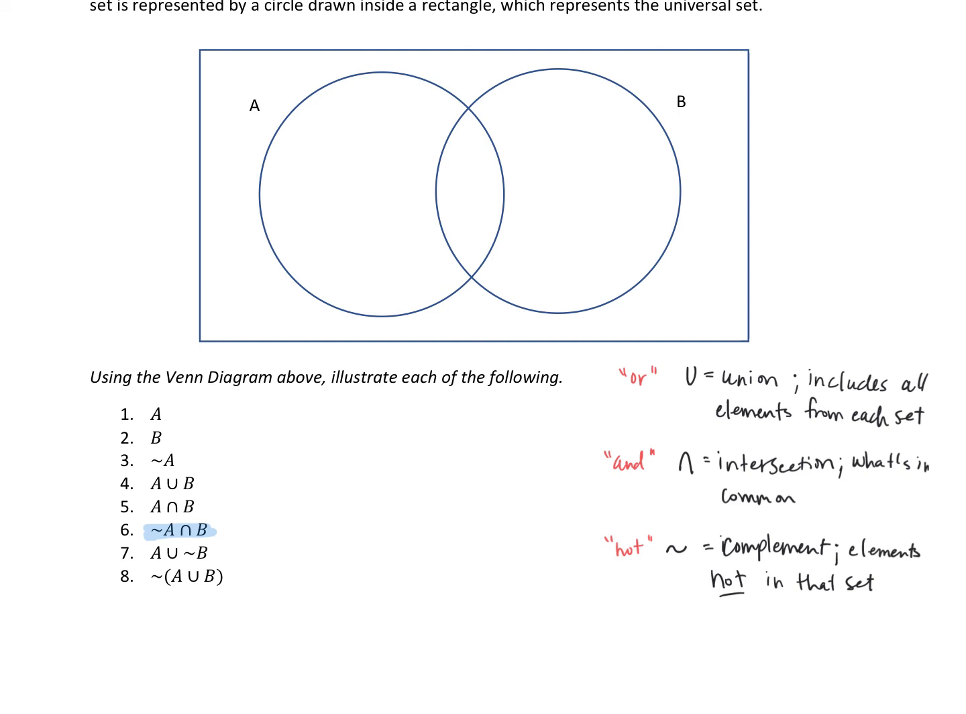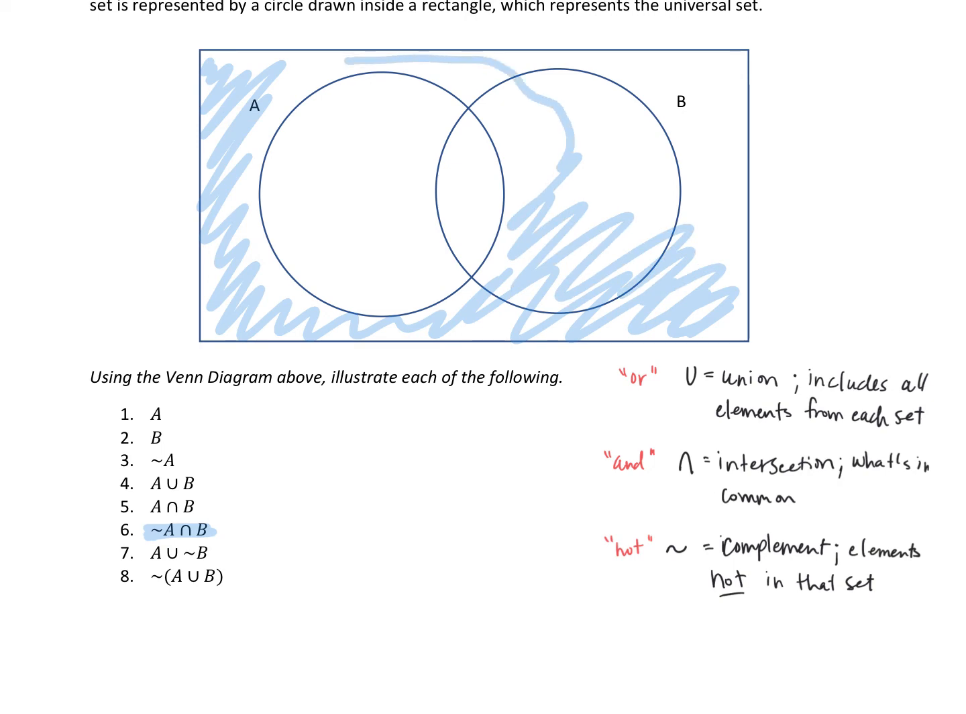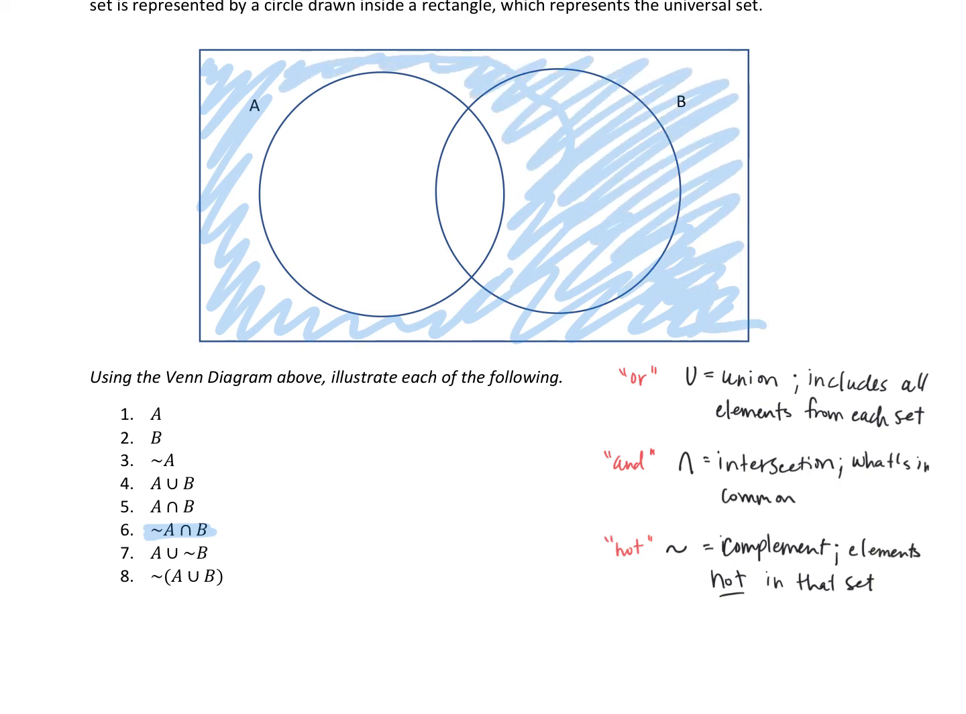So for this one, what's not in A? Well, we did that earlier. This was number 3. It's everything out here, right? So that's what's not in A. But then we want to know what is also in B. So it can't be in A, but it does have to be in B. So we would erase all the stuff out here.